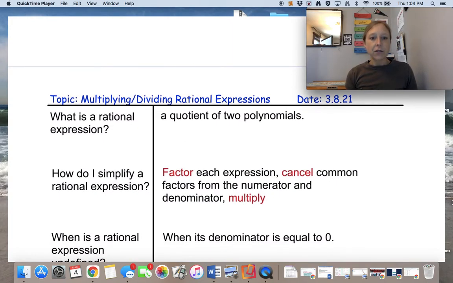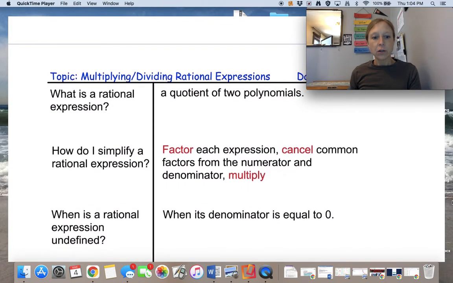First, what is a rational expression? A quotient of two polynomials. So think about a rational number as a fraction. This is going to be a fraction of polynomials. How do I simplify these? First thing you do is you factor the numerator, factor the denominator, cancel the things that they have in common or that form quotients of 1, and then you multiply what's left over back together.